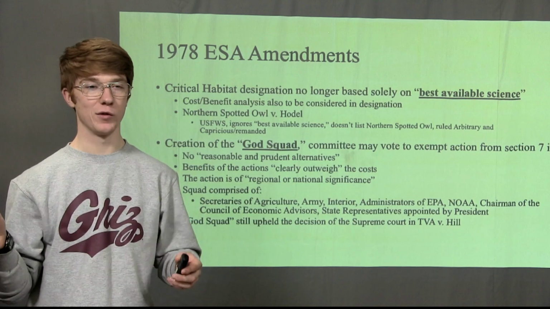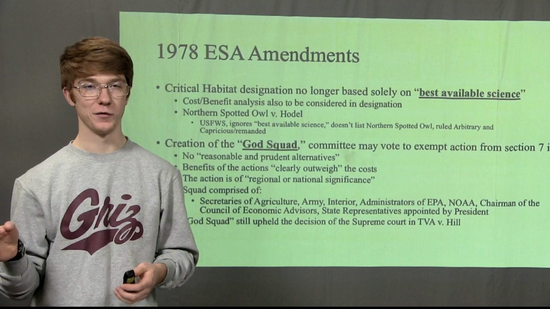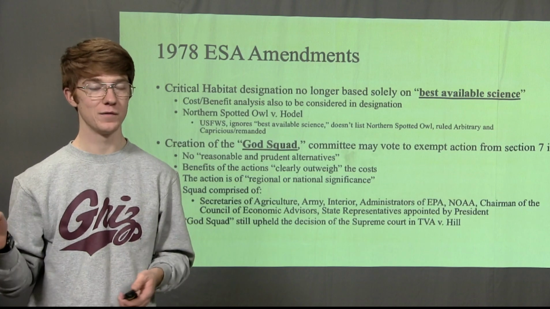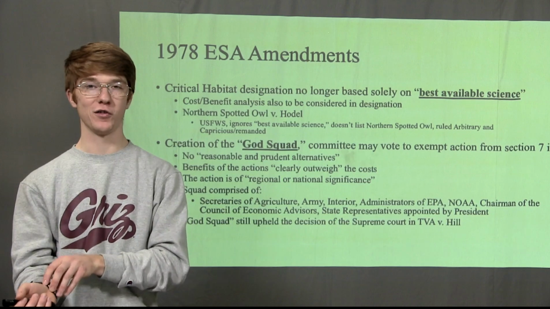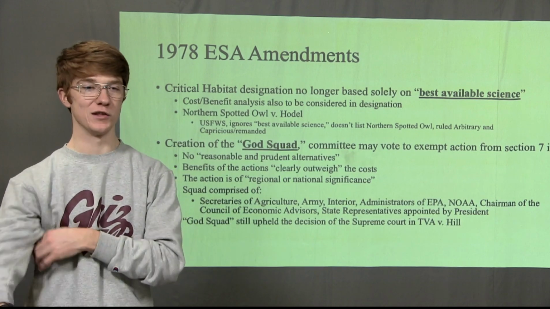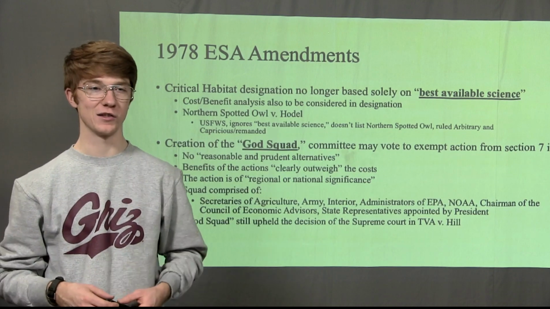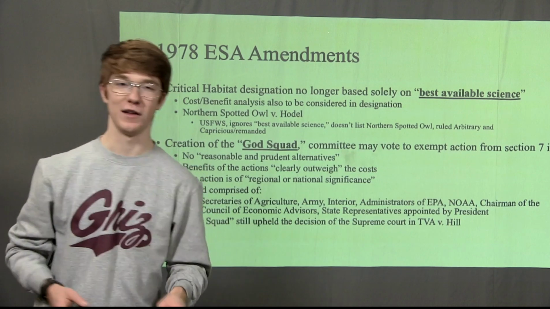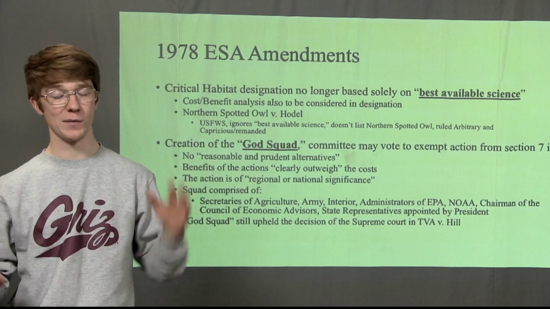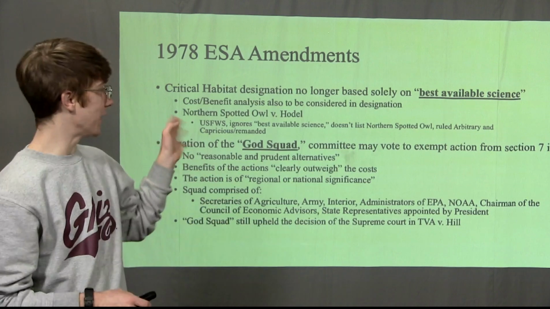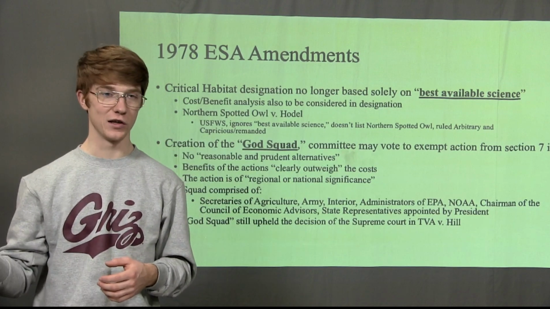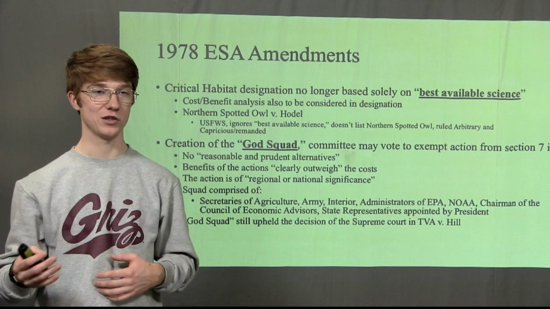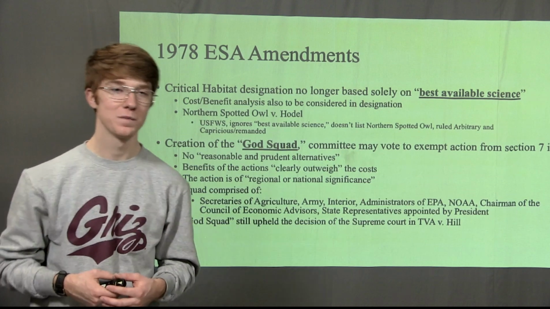It still has to be done within 1 year, although that's also changed quite a bit in the years following this. I think in the reading they talk about how a large percentage of listed species don't have critical habitat. It's just not as high a priority, so that's kind of fallen to the wayside. But off topic, getting back to this: the 1978 ESA amendments came post TVA versus Hill, in response to the backlash and surprise of the nation.